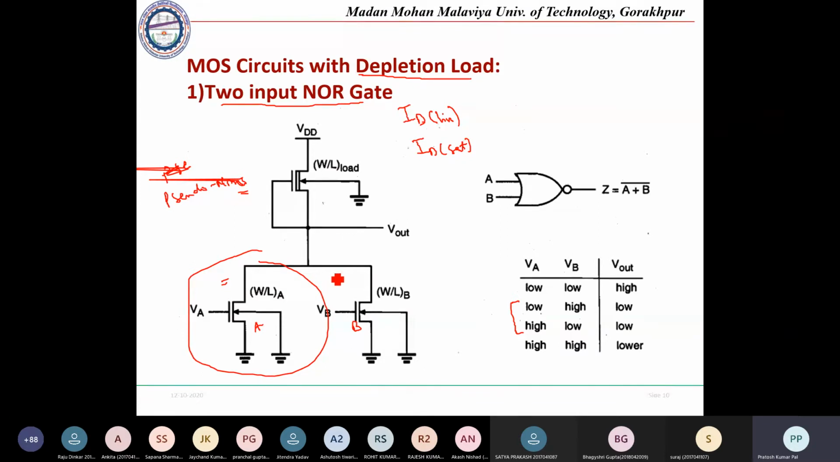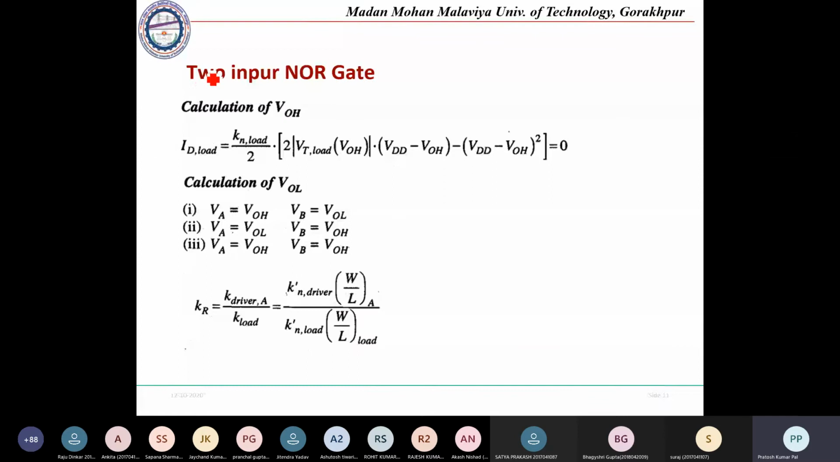The only difference will be when both the transistors are on. So this will be the only combination of inputs where we need to analyze the circuit. As in all the cases, what we were calculating is the VOH value; the same critical voltages we need to find out.